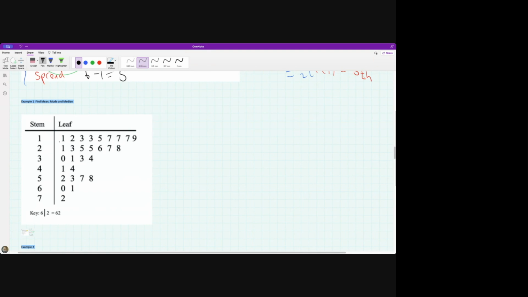So the very first number in this data set is going to have a stem of 1 and a leaf of 1. So that makes it 11. The second data item in this data set is 12. The last item in this data set is going to be the value 72. So the data is ranked or ordered already for us, which is nice because you can kind of see where most of the data is sitting. Okay, so this is a nice, easy way of giving you a data set.